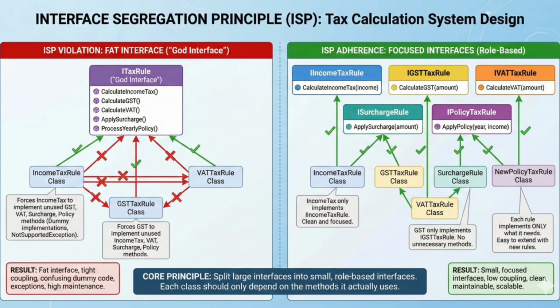This gives clean separation of responsibilities, no unnecessary dependencies, no empty or fake methods, easy to maintain and extend, clear, meaningful design, practical behavior. For example, if tomorrow the government introduces a new tax rule, 2025, we simply create a new interface or class aligned to its behavior instead of modifying every existing tax class. Each module knows only what it needs to know, nothing more.